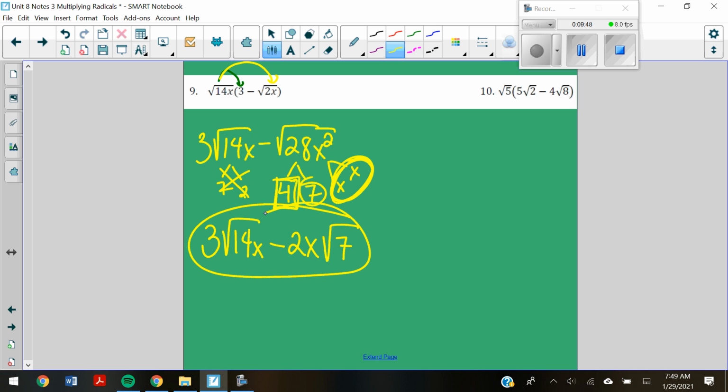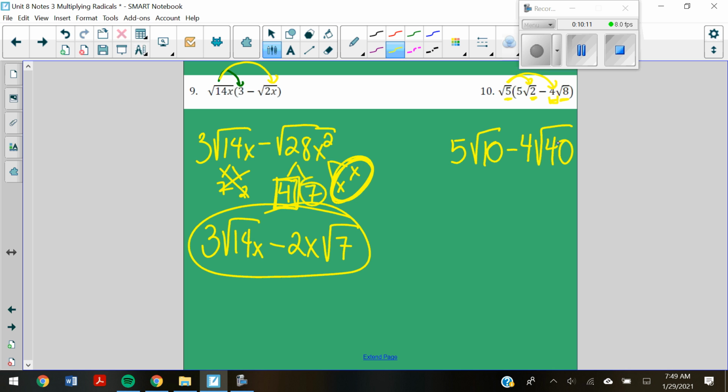All right, number 10, one more like this. We're going to distribute. The 5 under the radical is going to be multiplied by the 2 under the radical, because we only multiply under radicals. The next one, this 4 doesn't have anything to multiply with, so minus 4.